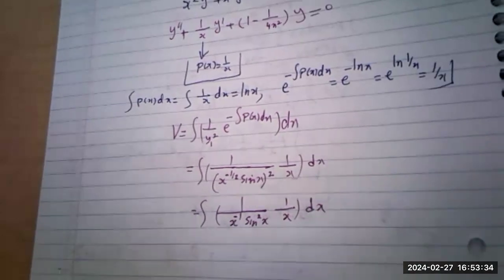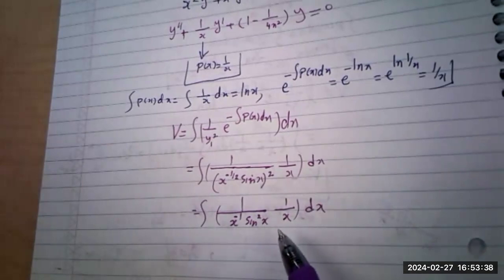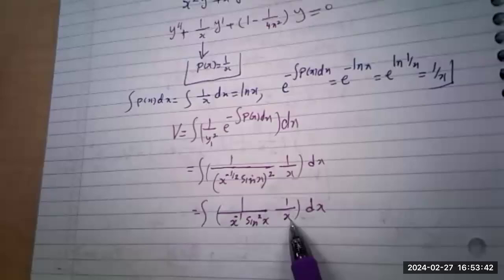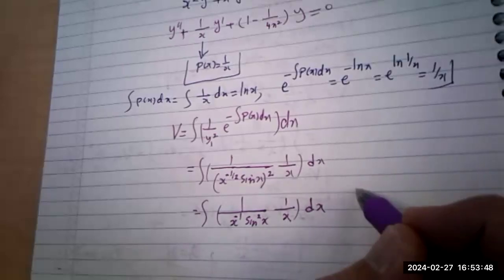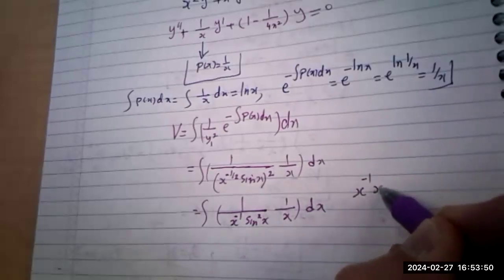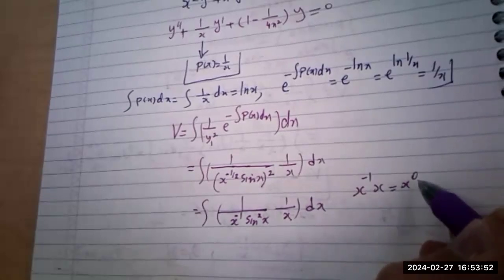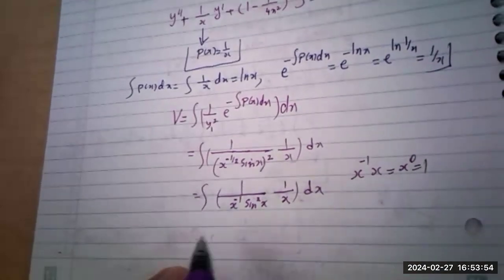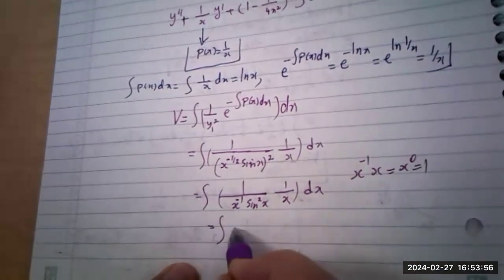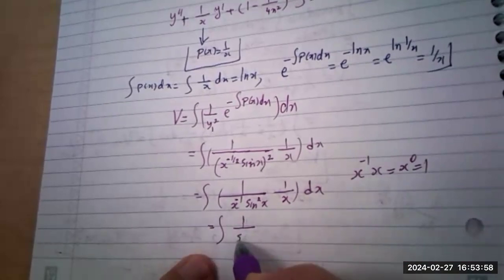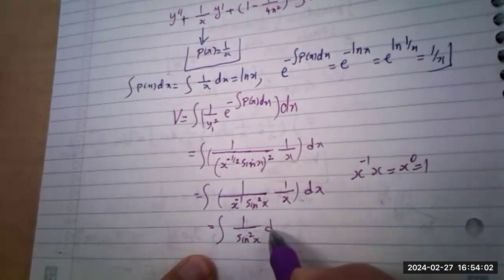Now we can simplify. Another way to look at it: you can move the x up, so the x and x cancel out. x to the negative 1 times x would be x to the 0, which is 1. So that would give you the integral of 1 over sine square of x dx.